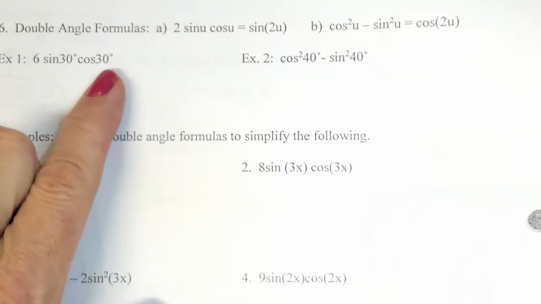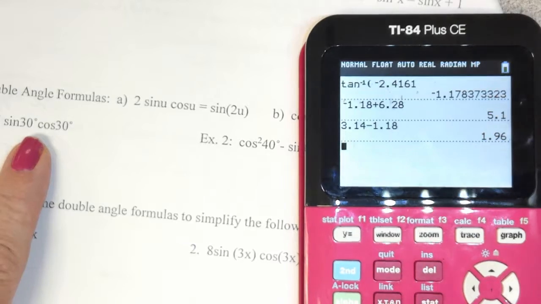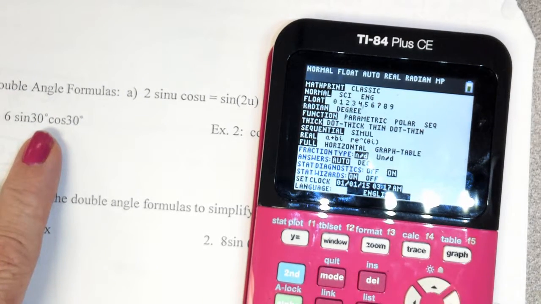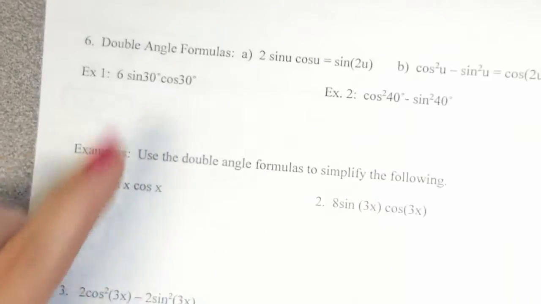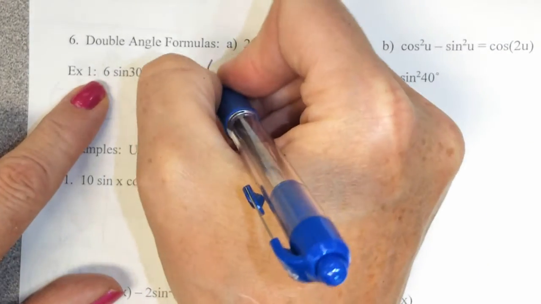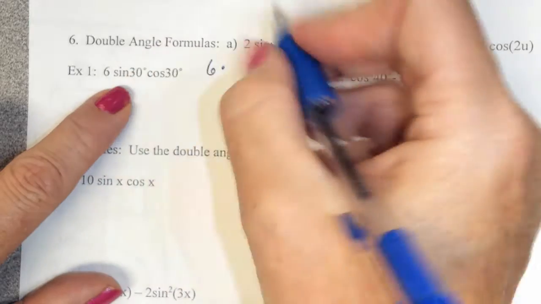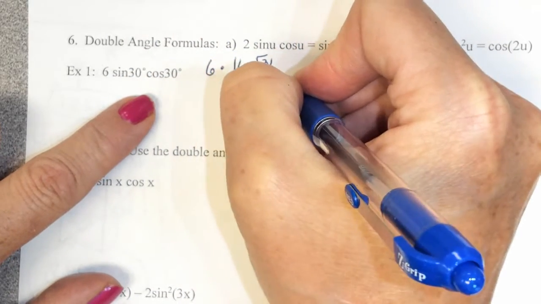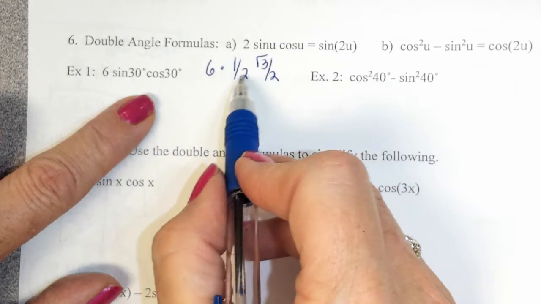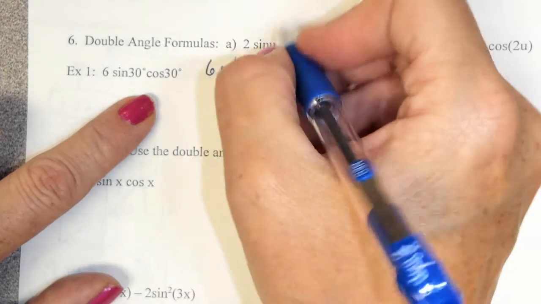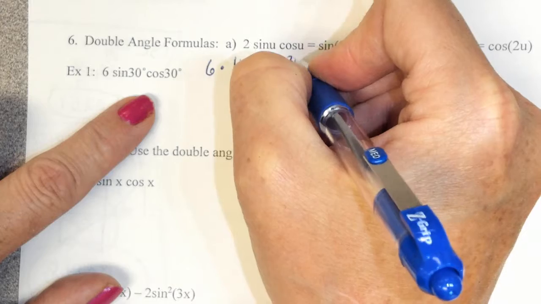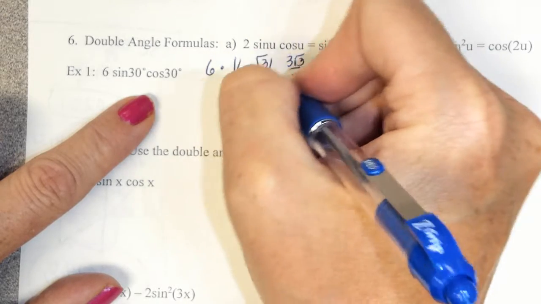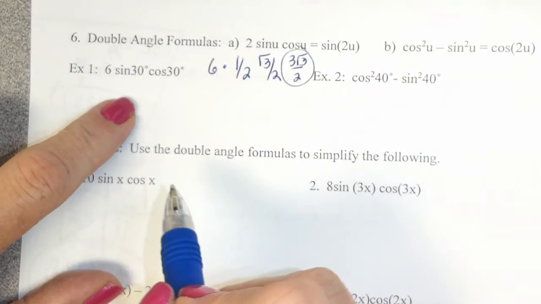See, look, if I wanted to do this problem, this is a bit of a pain. You don't need to do this, just watch. I'd have to go in, make sure I'm in degrees. Oh, you know what, I don't even need a calculator for this. I can do 6 times, the sine of 30 is 1/2. The cosine of 30 is radical 3 over 2. So that's going to give me 6 radical 3 over 4. So what would that be? 3 radical 3 over 2? Yeah. So it goes down to that.